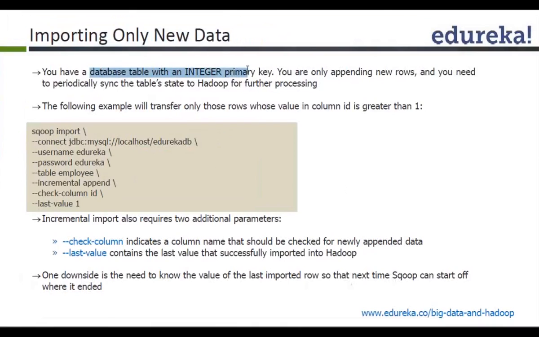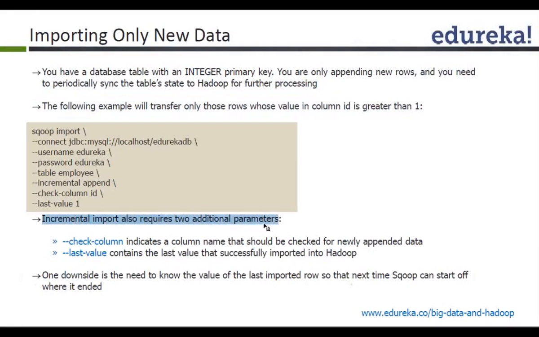If you have a database table with an integer primary key, and you're only appending new rows and you need to periodically sync the table state to Hadoop for further processing, you can easily do that using this query. There will be sqoop import, connect, username, password, and table. Incremental append is what is important. The slash you're seeing is because I'm writing it on a new line. Incremental append is the way you will be able to do the incremental transfers.